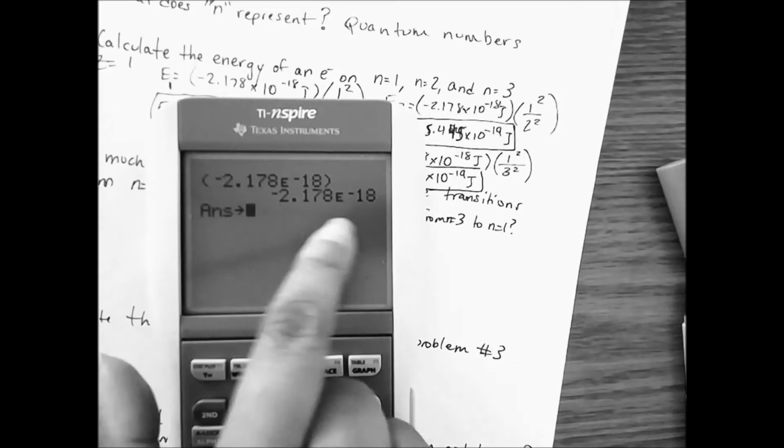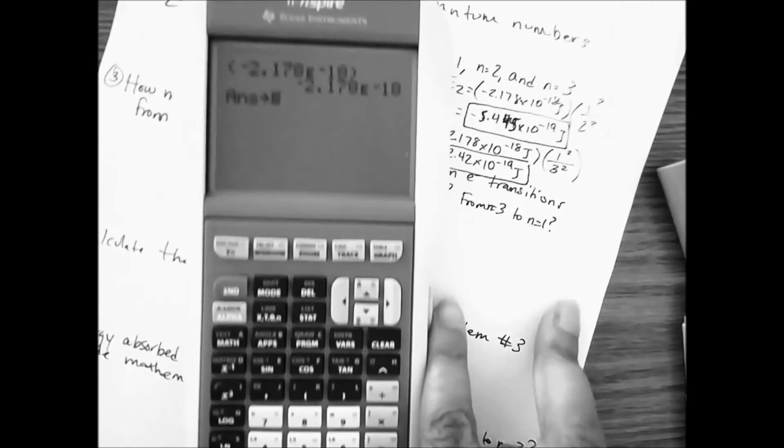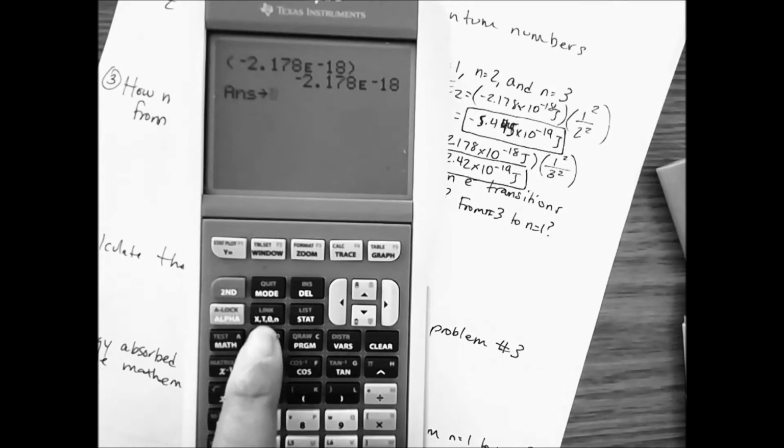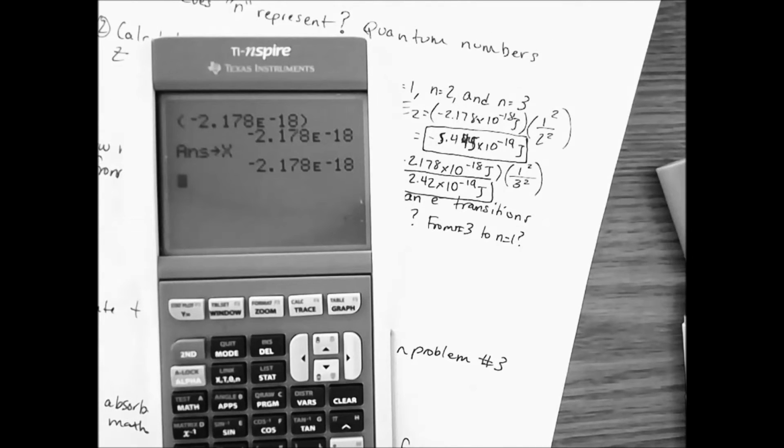We're going to actually have this number stored into a variable. I'm going to store this into the variable x. So you have this button here that has variables x, t, theta, n, so on and so forth. I'm going to push that and make that answer become x. I push enter. So now anytime I push x, x is that number. So I don't have to type that long number anymore. I'm just going to push x for that number. That's a shortcut I like to use because I'm lazy. So I like to make things easy.